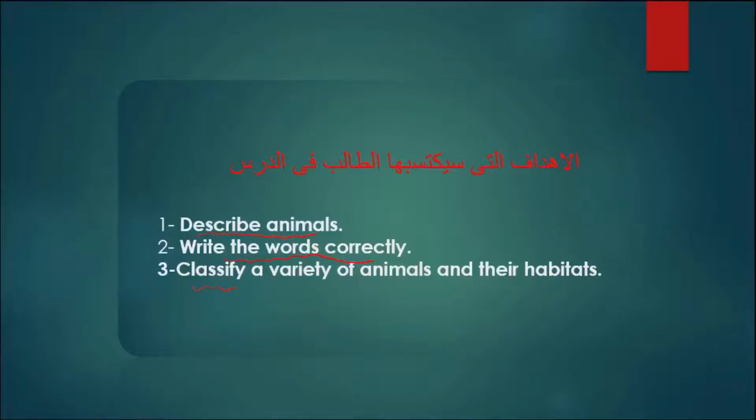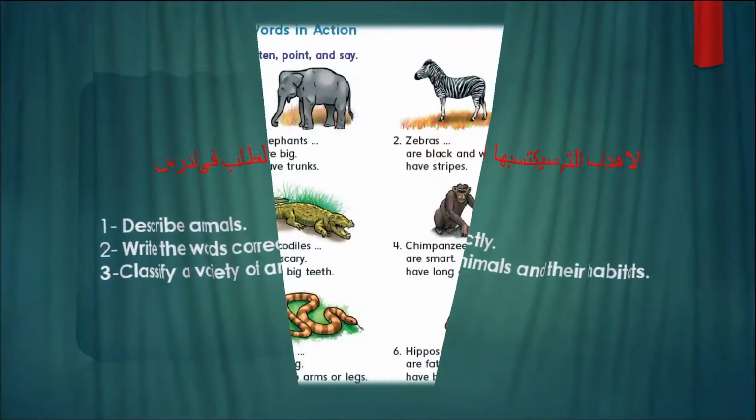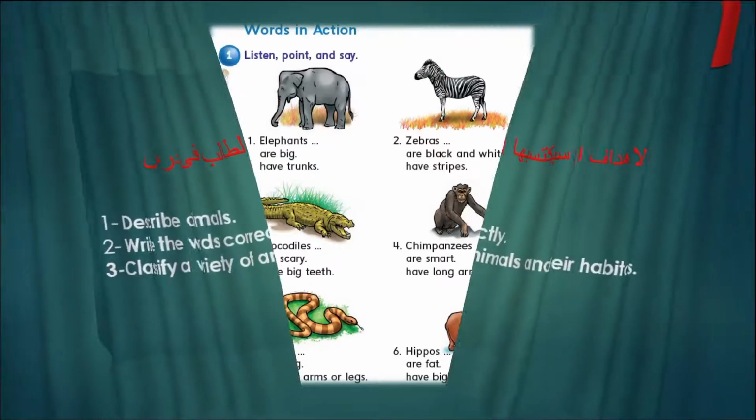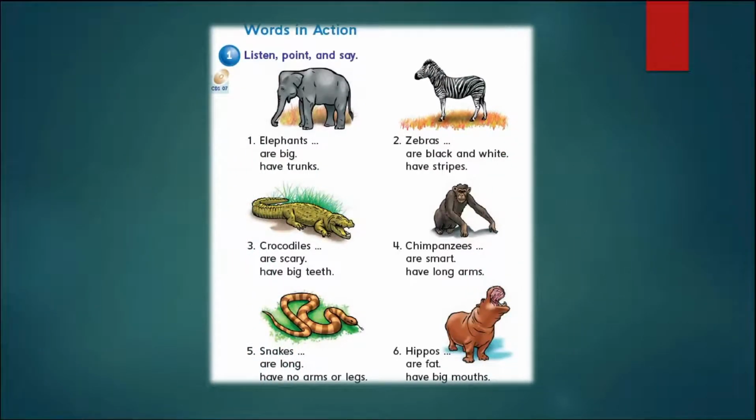We classify a variety of animals, meaning different types of animals, and their habitats and habits. Okay, so here guys, number one is elephants. Elephants is the plural form of elephant. Elephants are big and they have trunks. Remember, this is called a trunk.